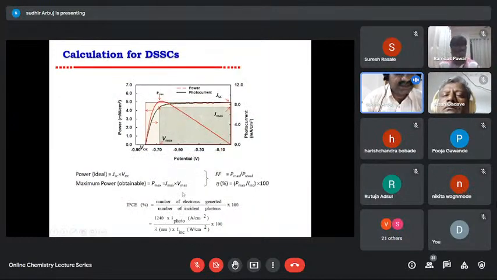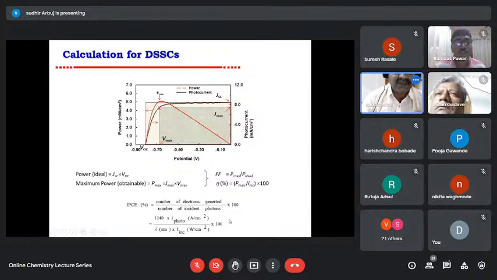So these are the basic formulas used to calculate the efficiency of a solar cell. See, if I prepare any solar cell at our laboratory, its efficiency should be the same all over the world. So that's why there are some formulas. Power, this is the current density, this is the voltage, and this is the IPCE, incident photon to current conversion efficiency, the number of electrons generated by absorbing the incident photons, times 100. This gives us a number that can be compared with other prepared solar cells.